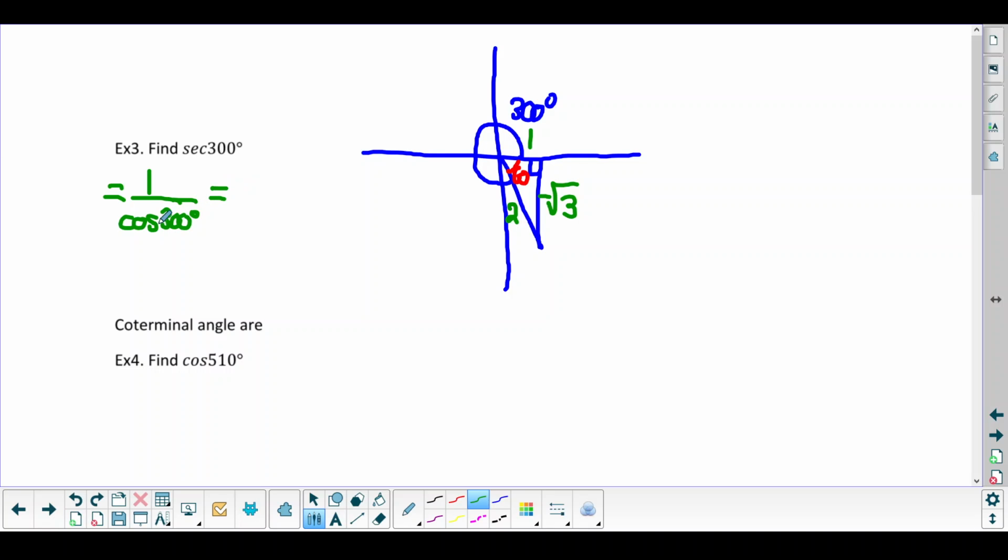which is going to be cosine is adjacent over hypotenuse. The reciprocal of that is hypotenuse over adjacent. So we need hypotenuse over adjacent. So it's going to be 2 over 1. So we could write that over here. Secant 300 degrees is hypotenuse over adjacent, so 2 over 1, or just 2.